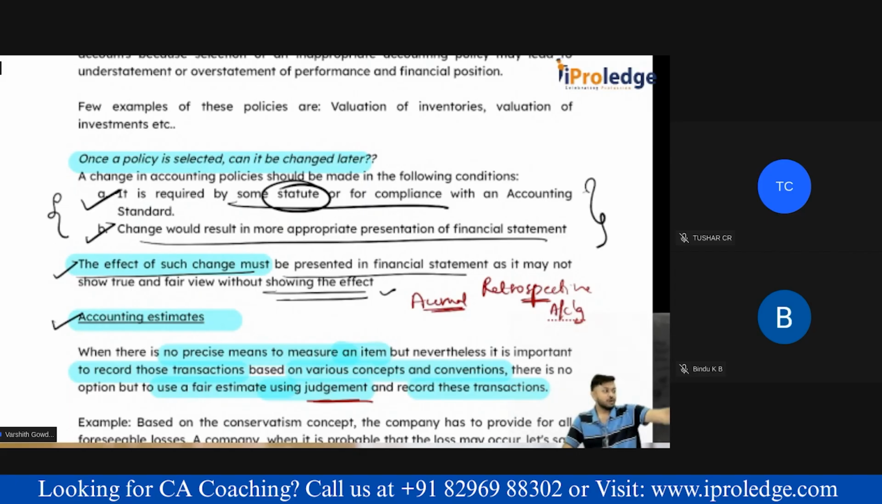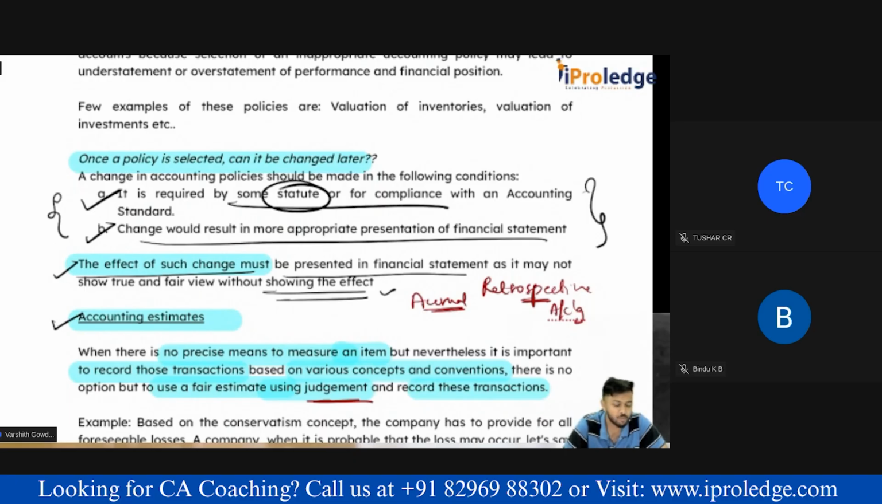Now you understood what is accounting estimate. You understood what is accounting policy. And under two circumstances you can change. Okay. Now what we have to understand is whenever there is change in accounting policy, how to do the accounting. Whenever there is change in accounting estimate, how to do the accounting. Now let's first come to change in accounting estimate. These problems you have, okay?